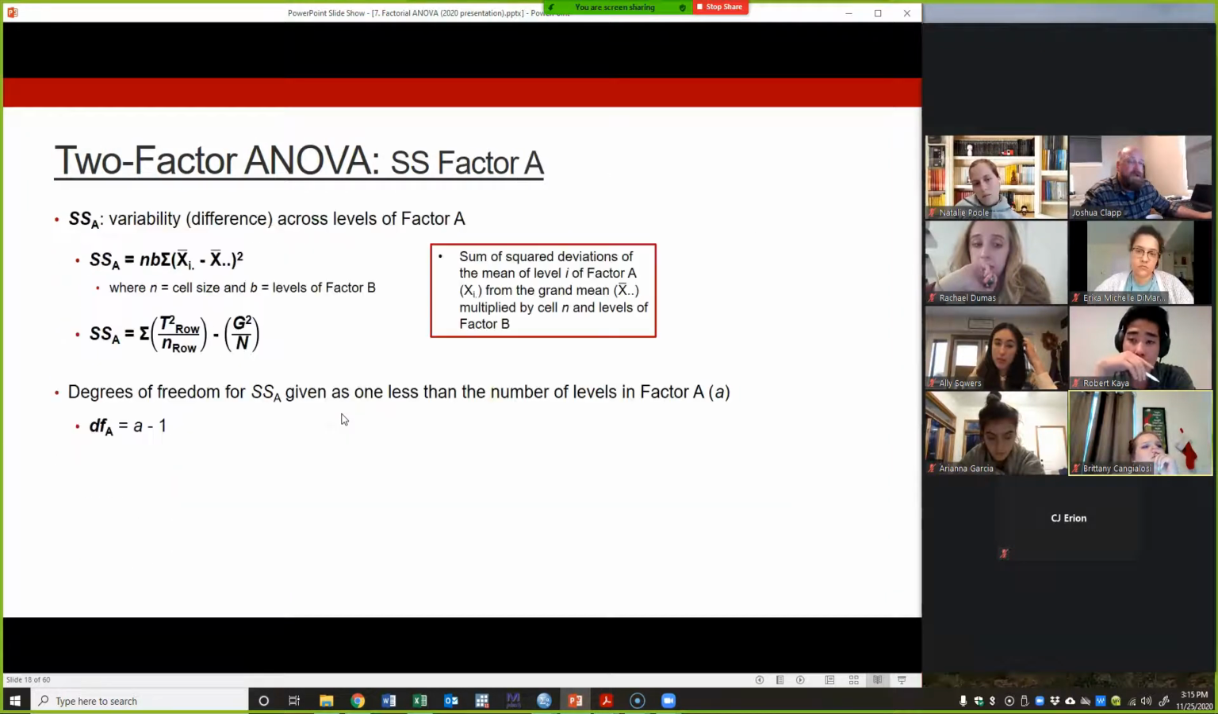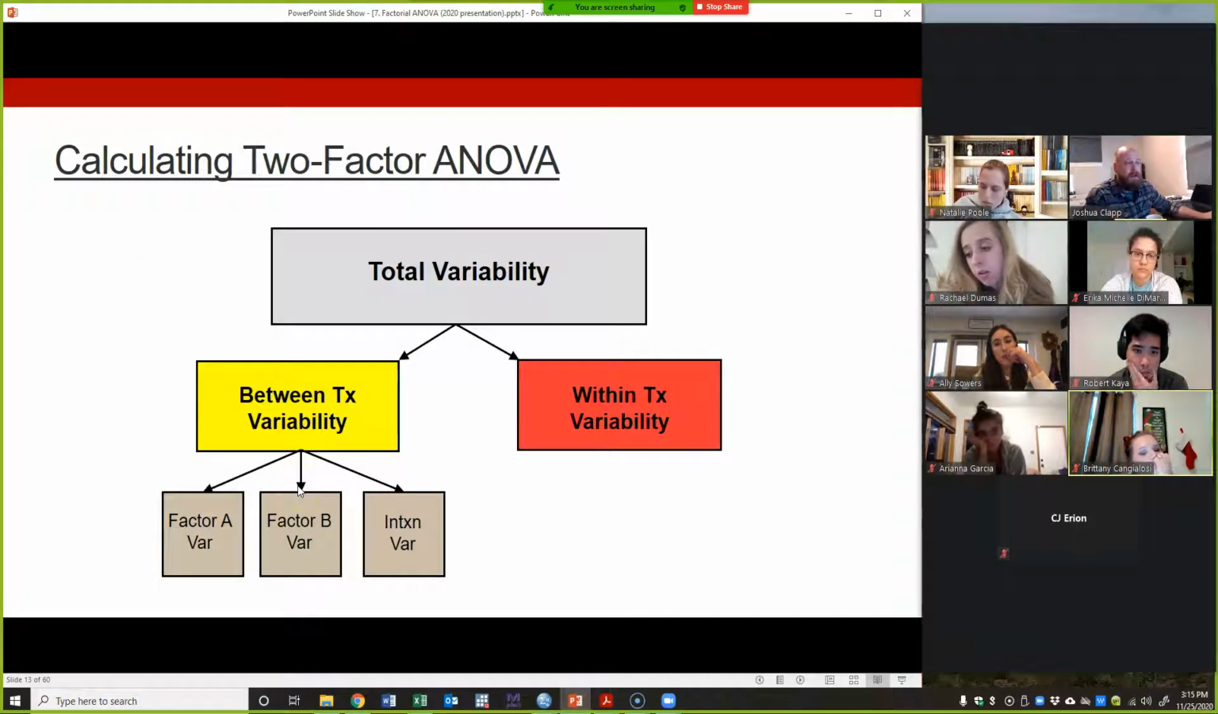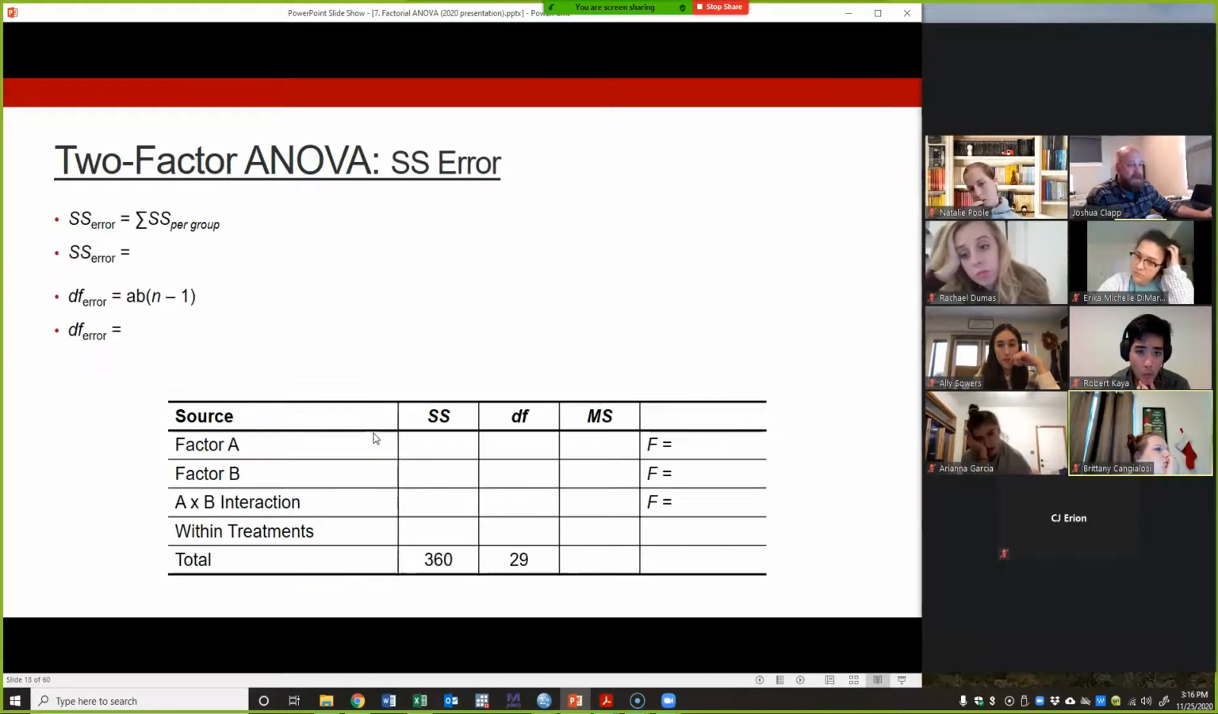Okay. And so sum of squares cells is just going to be literally the sum of the squared deviations of your cell mean minus your grand mean times the number of people you have in each cell. Or what we can do is get this by subtraction, by taking your sum of squares total and subtracting your sum of squares error. That's going to give you your sum of squares cells. Okay. So again, if I take this and I subtract this, I'm just left with this, right? But conceptually, what we've got is the sum of the squared deviations of your cell means minus the grand mean.